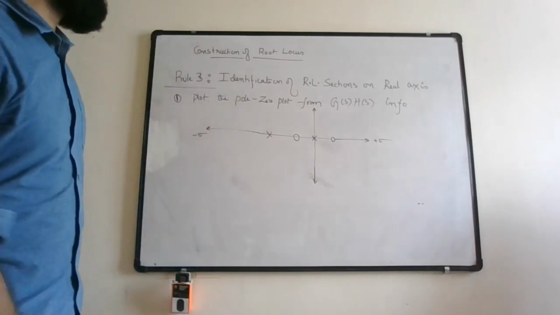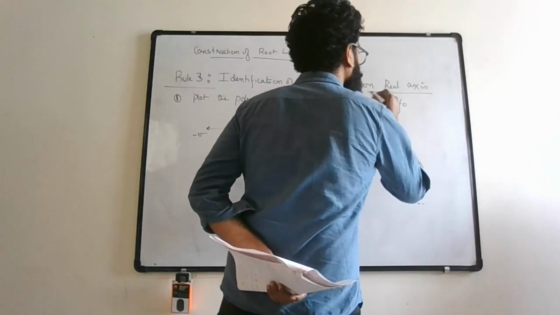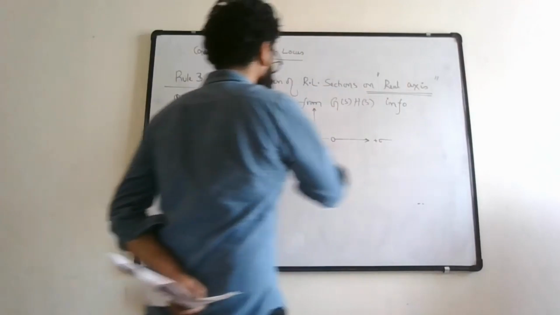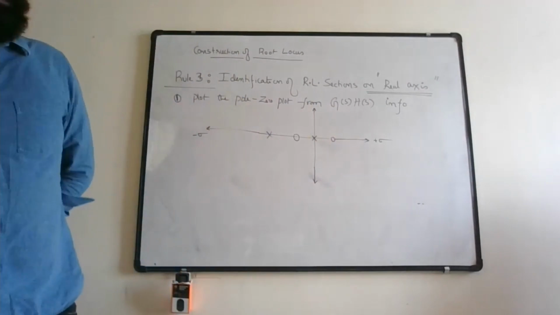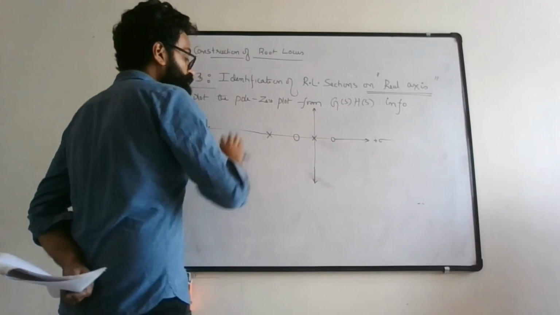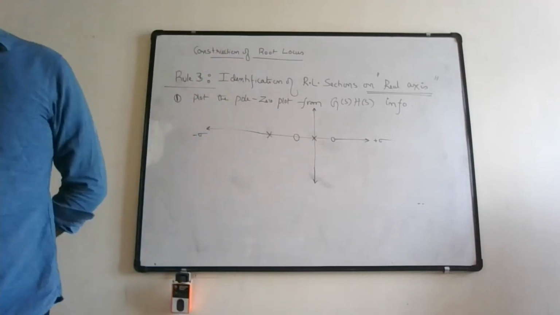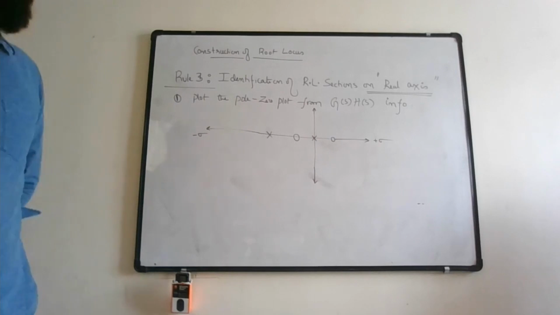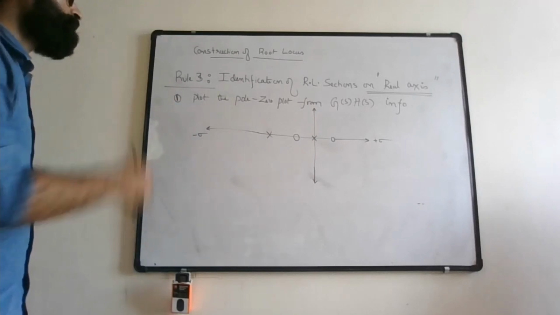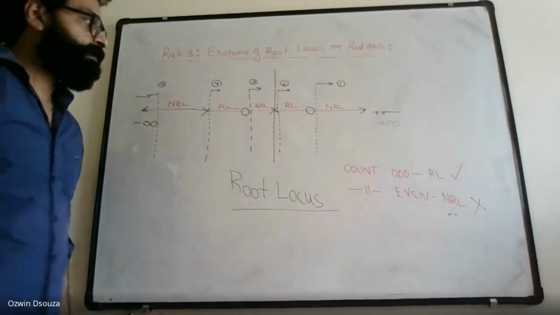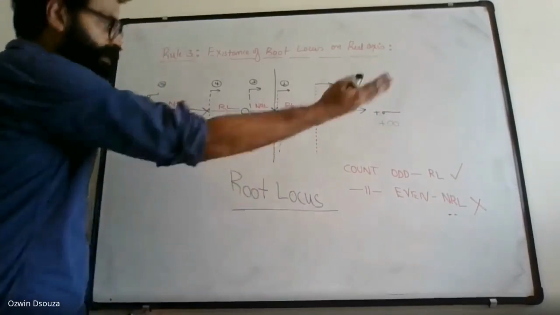Remember one thing, rule number 3 is applicable only on the real axis, that is the plus to minus sigma axis. So rule number 3 is not applicable in the complex zone. It is applicable only on the real axis. So mark the sections on the right hand side of each of the poles and zeros.